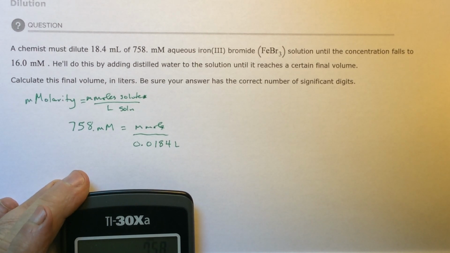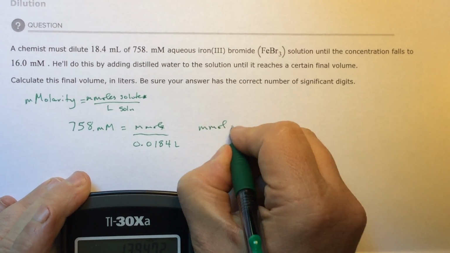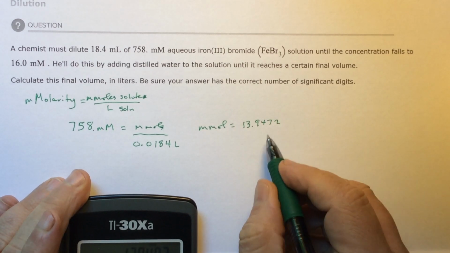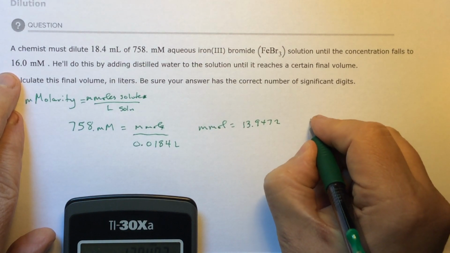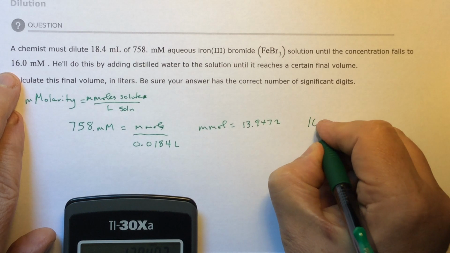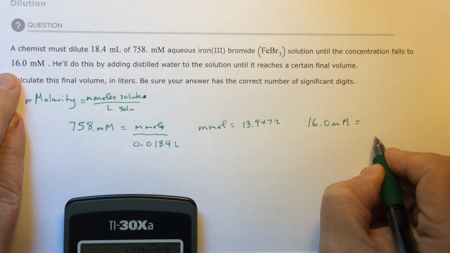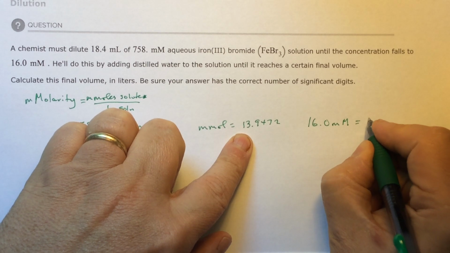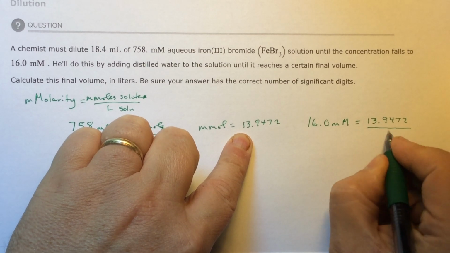Okay, so let's see what that's going to be. I have 758 times 0.0184, and I have millimoles equals 13.9472. All right, so that's going to be the same moles in my new one. Now they're going to give me a concentration. So here's the new concentration. It's going to be 16.0 millimolar, which is going to be millimoles over liters. My millimoles are the same because I haven't changed it. I've just changed the water. So I'm at 13.9472 over liters.